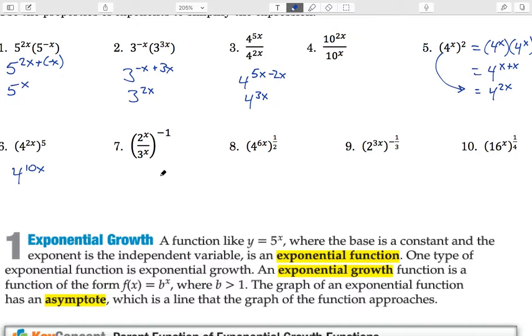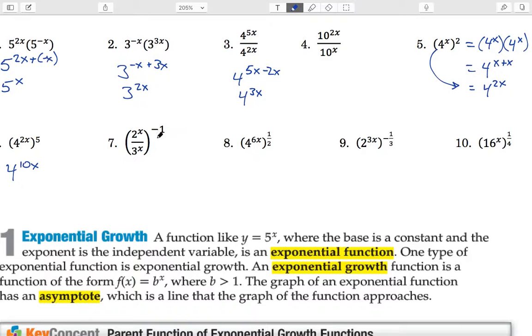Okay, number 7, when you have a negative exponent. You can do this a couple ways, but the first rule is that an exponent outside of parentheses comes in and needs to hit every term inside the parentheses. It needs to multiply the exponent in the numerator and the exponent in the denominator. So it's 2 to the negative x over 3 to the negative x. So it hits numerator and denominator. That would be the first property.